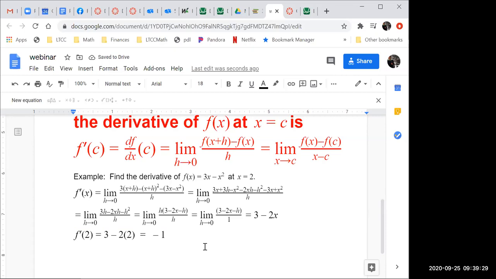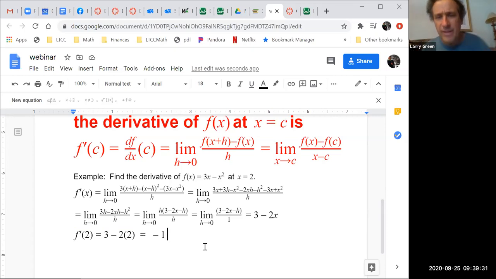Okay, so the idea here is that the derivative of a function is a function because we're allowed to plug in a value into the derivative. Does that make sense? Any questions on this example?